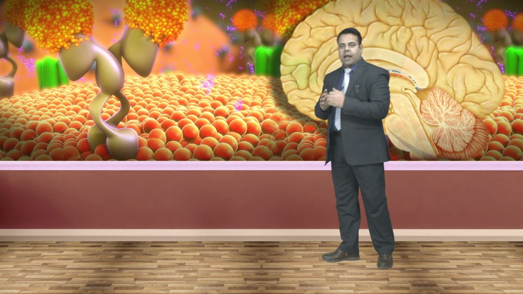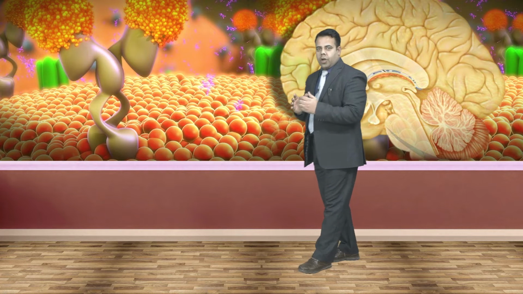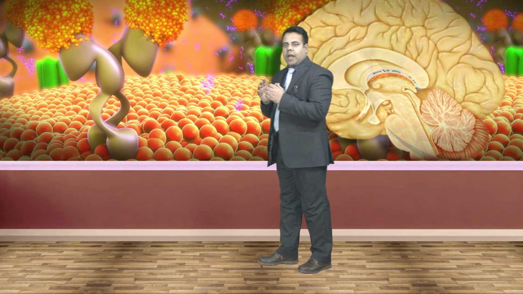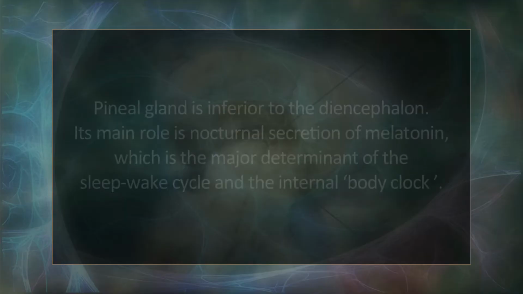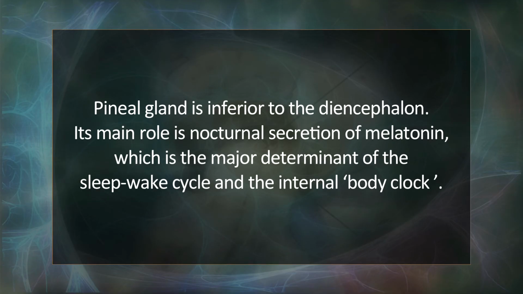The pineal gland is a small neuroendocrine gland shaped like a pine cone, hence the name pineal. It is inferior to the diencephalon in the brain. The main role of the pineal gland is nocturnal secretion of the hormone melatonin, which is the major determinant of the sleep-wake cycle and the internal body clock.